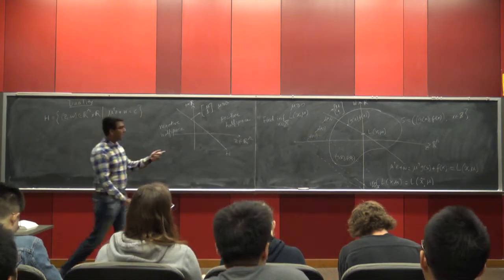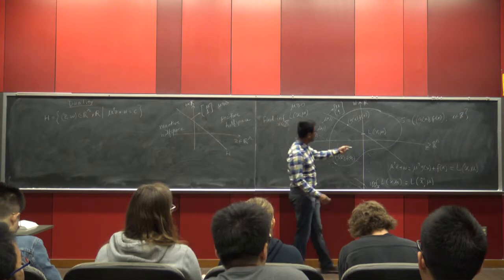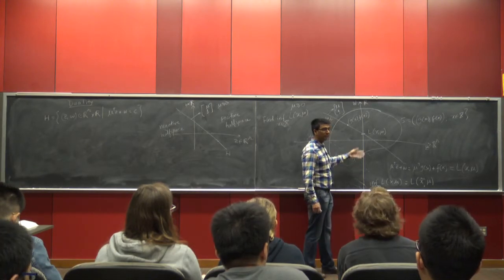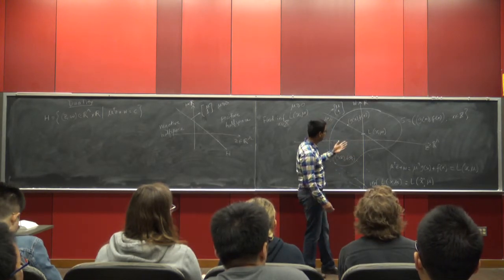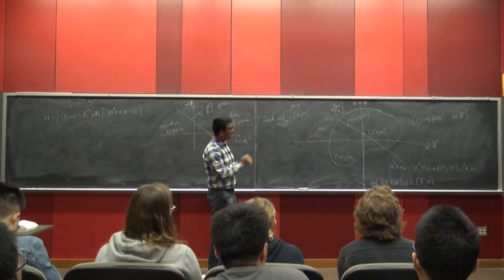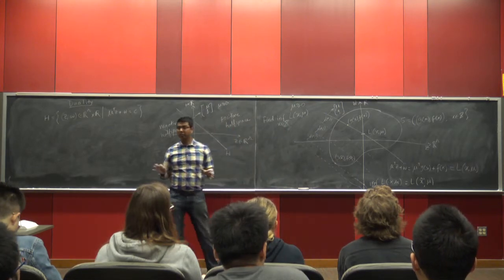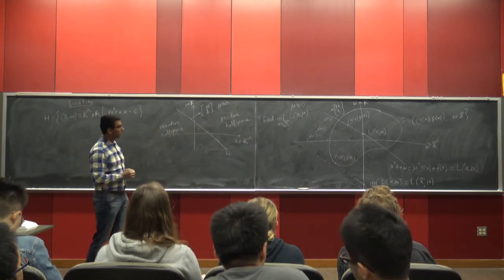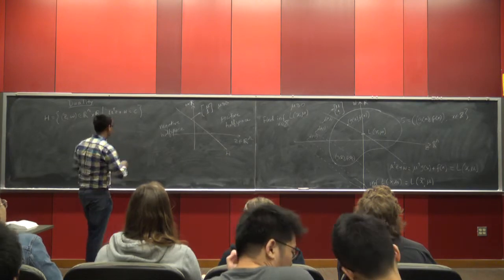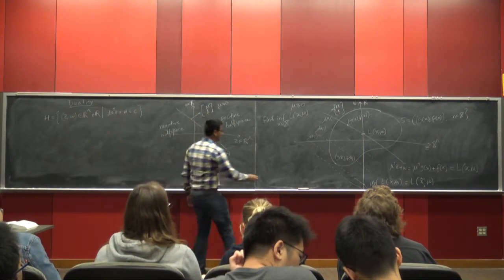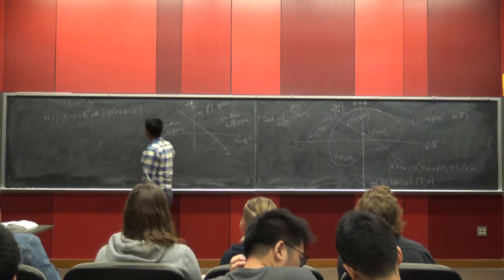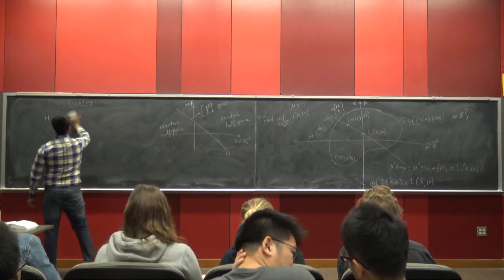But every line will intersect the w axis at a different point, so they'll have different values of Lagrangian. So we understand this part. There's no confusion about this particular diagram. So that part is already cluttered, so let me draw the same diagram again.